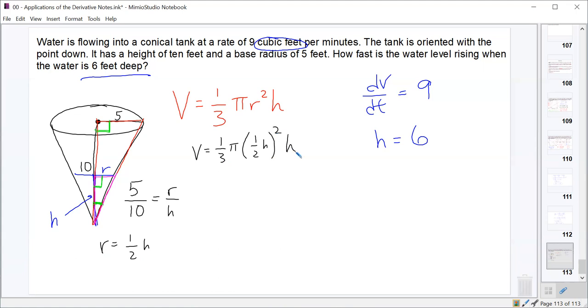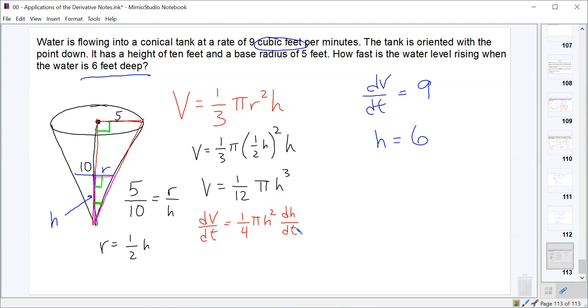And 1/2 squared is 1/4. And 1/4 times 1/3 will give us 1/12 pi. And then we have an h squared times an h, which is h cubed. So we now have our volume formula for this cone, all in terms of h. So we're now ready to take a derivative of it with respect to t. dV/dt equals 3 times 1/12, which is 3/12, which is 1/4. So 1/4 pi h squared dh/dt.